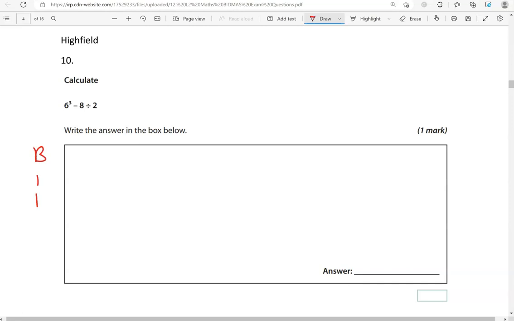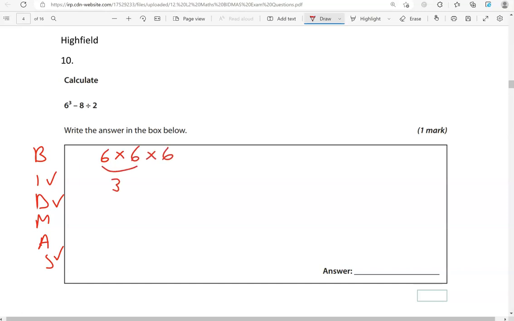Calculate 6 cubed minus 8 divided by 2. So BIDMAS, we've got indices, subtraction and division. Okay, so we need to do the index first. So that is 6 cubed, which is 6 times 6 times 6.